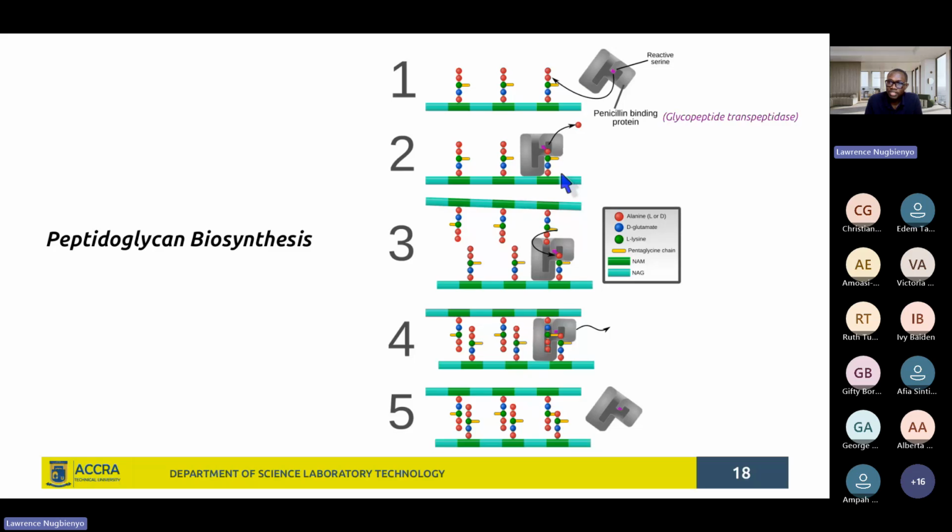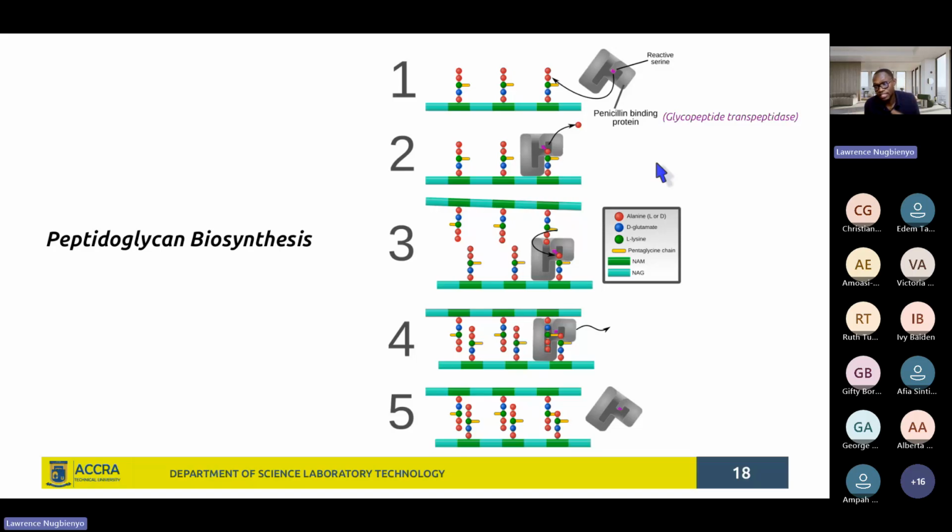Now you also see what is referred to as penicillin binding protein. Actually, if you are talking about the activity or the function of this protein, it is a glycopeptide transpeptidase, because it is that protein which is responsible for the formation of the cross linkages between the peptides that are on the N-acetylmuramic acid residues in the glycan chain.